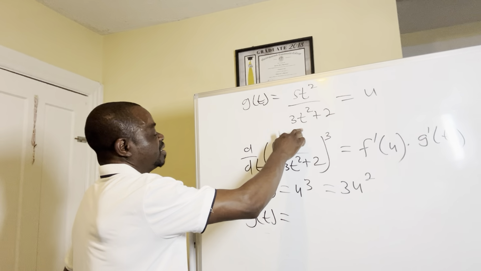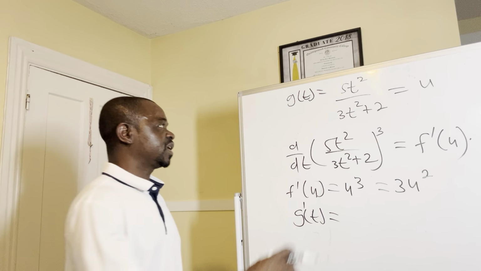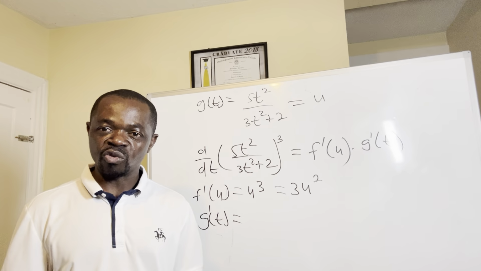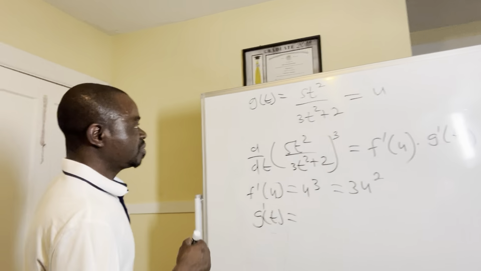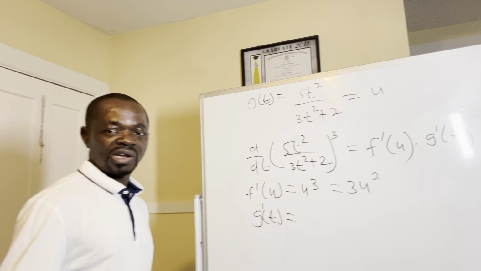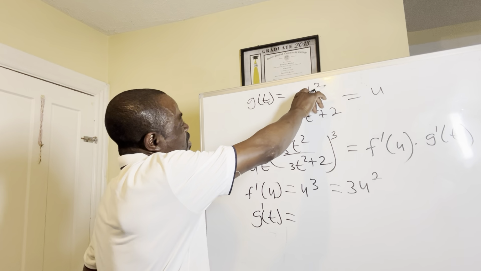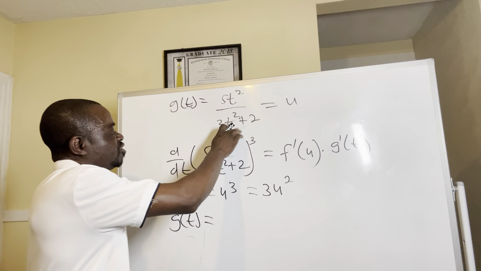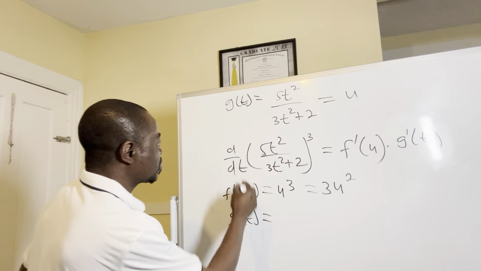so this is g of t, which is 5t squared all over 3t squared plus 2. When you look at it, you have to use the quotient rule because it's a division. So you cannot solve this straight away without using the quotient rule. The quotient rule says that we hold the guy at the bottom and then differentiate the guy at the top. And then minus, we hold the guy at the top constant, then differentiate the guy at the bottom. Then all over 3t squared plus 2 all raised to the power 2, which is the guy at the bottom.